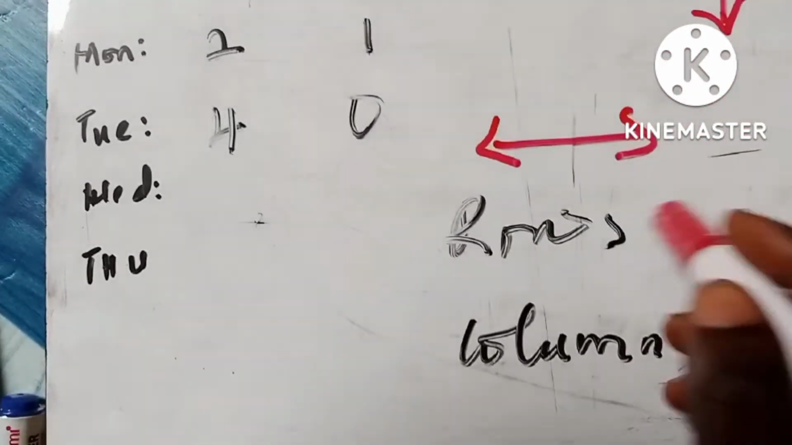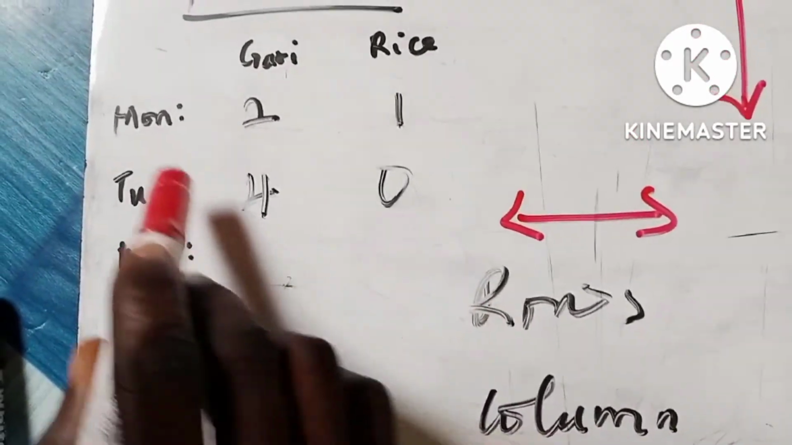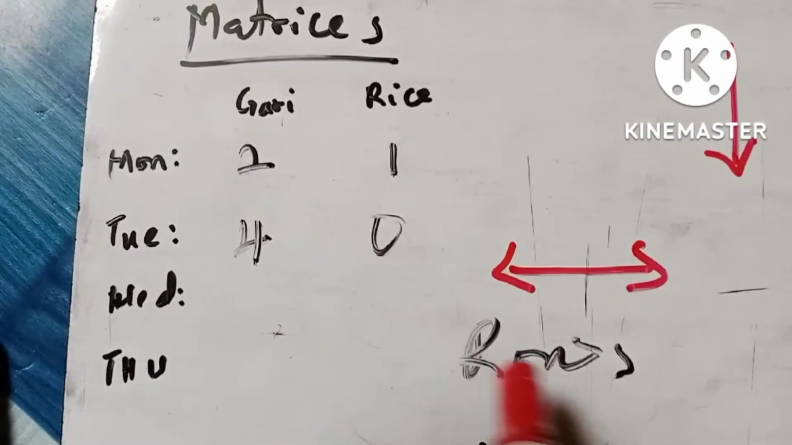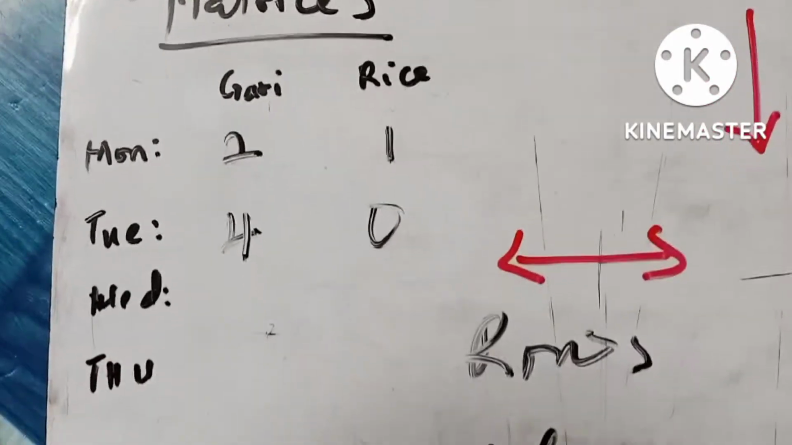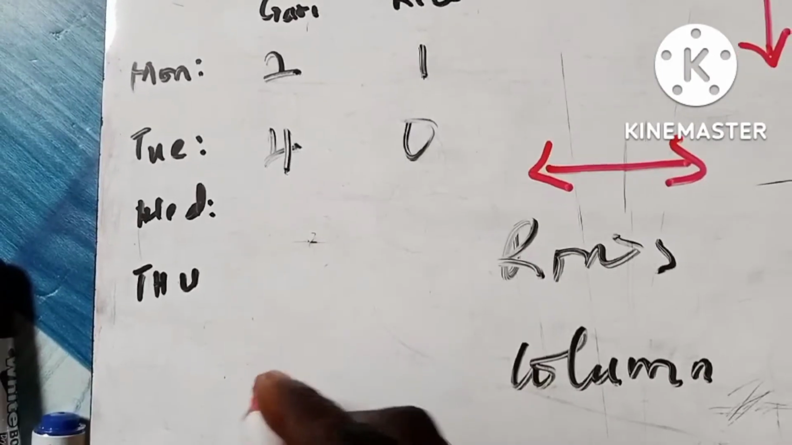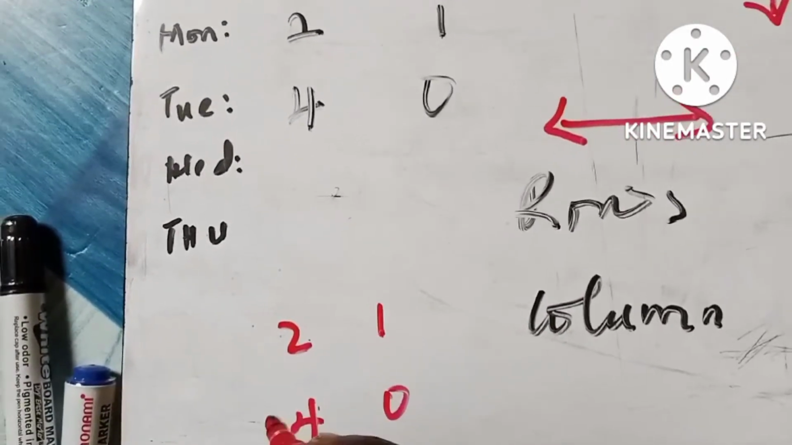This is very, very important. You have to pay close attention to these two words here. Row goes from left to right, and the columns go from top to down. Now from here you can see that if I want to redraw this, these can be 2, 1, 4 and then 0. This is something that we have.